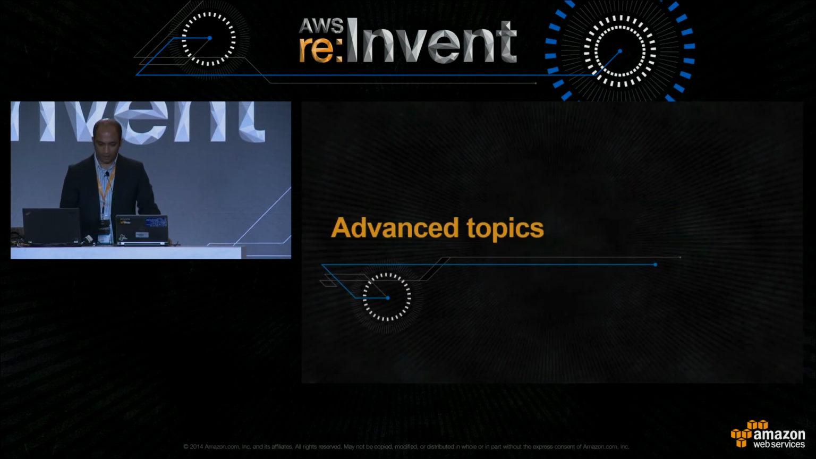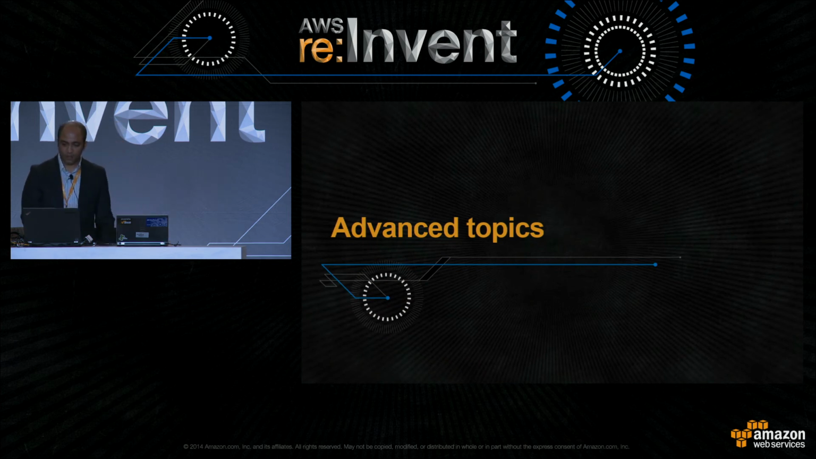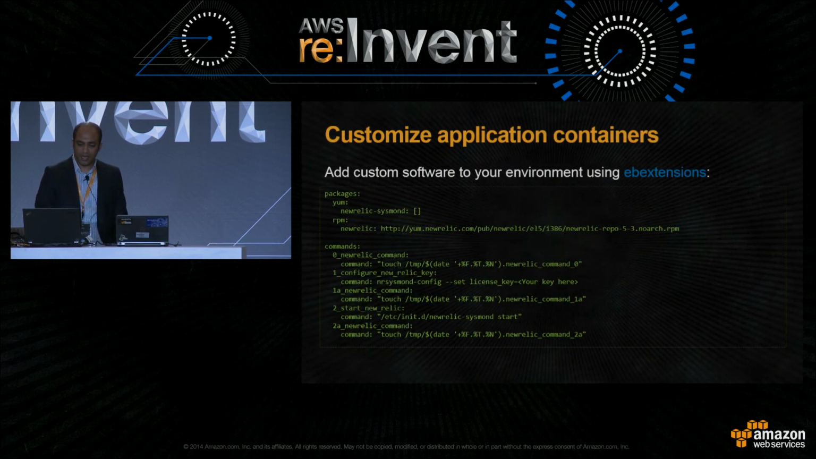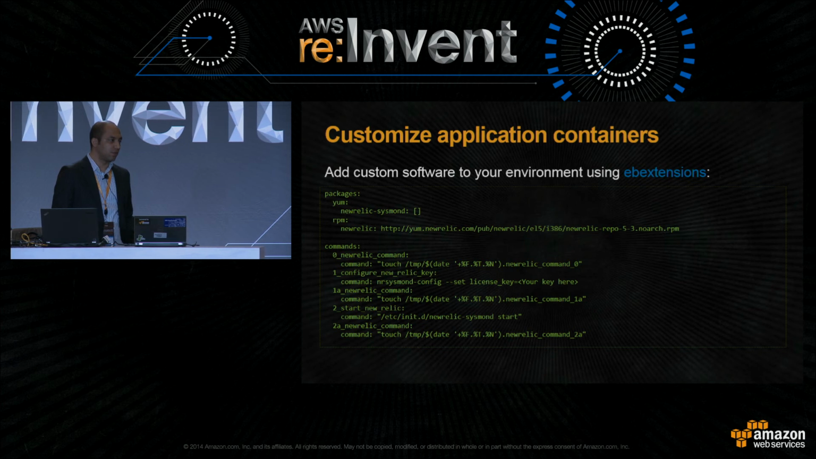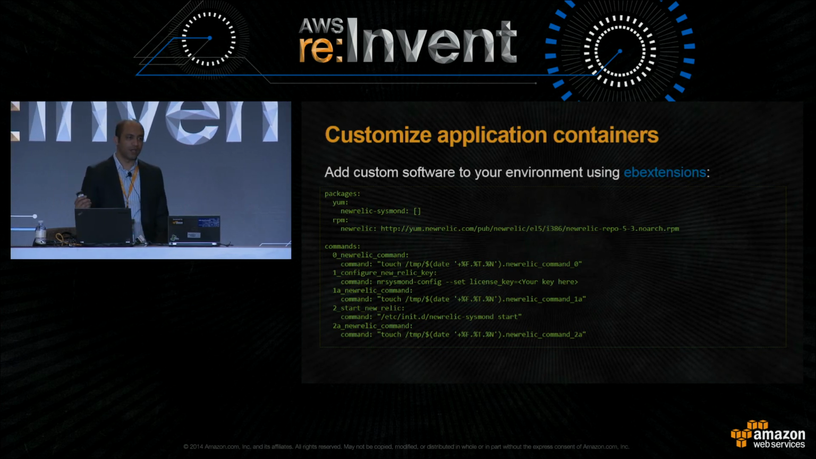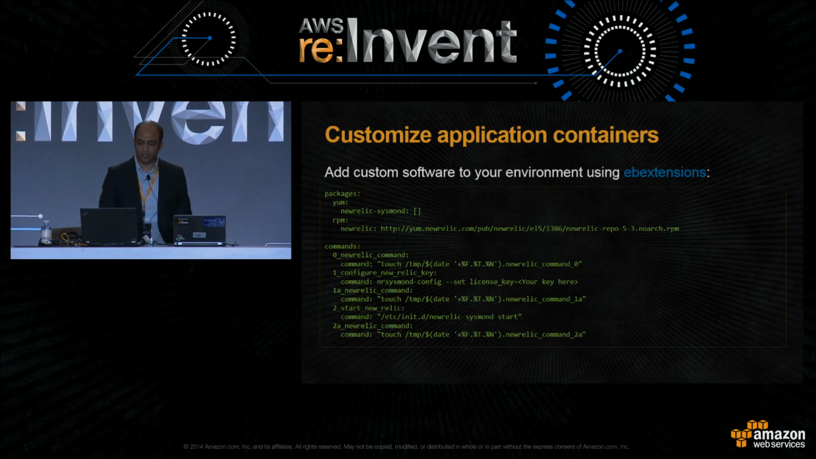So let's quickly talk about some of the advanced topics. As I mentioned, this is going to be some advanced topics around how do you customize your application containers, how do you customize or add resources that your application requires to your Elastic Beanstalk environments. So we're quickly going to look at an EB extension, or a config file, that installs the New Relic agent. So say you want to send metrics to New Relic. You write a little simple EB extension, and you can have that running. Say you want to use Splunk, do the same exact thing.